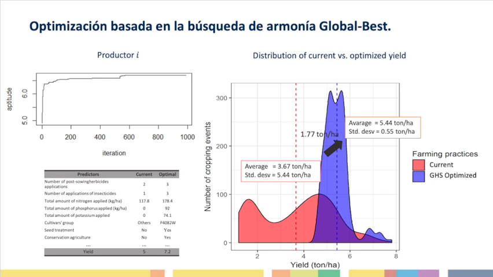The producer begins with a management that will give them a yield of 5 tons per hectare. But we can use that predictive model to begin and search for different solutions to see what happens if he changes his agronomical management. And based on a climate forecast, we could start to identify what are the practices that have the most potential. And to do this search, we use this global best harmony search.